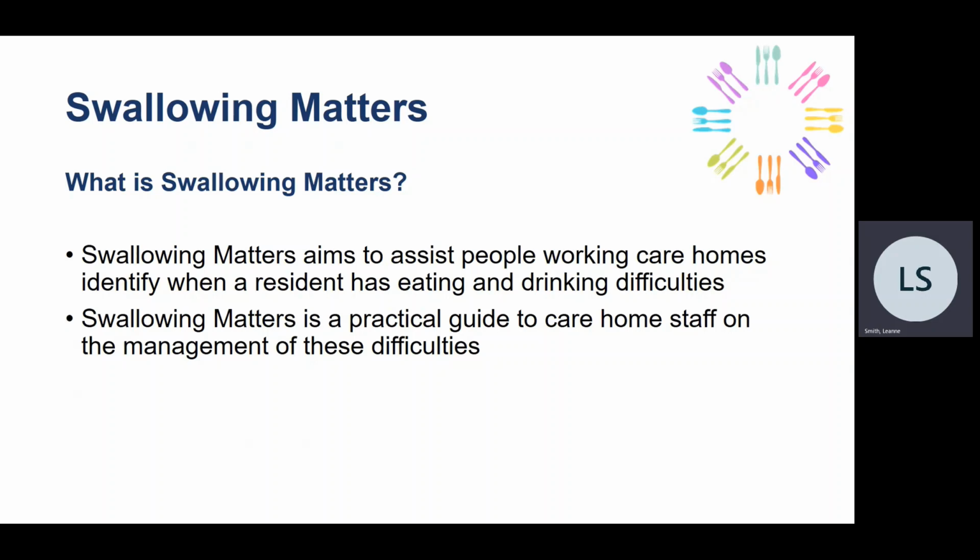Swallowing Matters officially relaunches in the week beginning the 6th of March 2023. The team are delighted to host and welcome care home staff to in-person training events being offered and running in conjunction with the relaunch of this resource.